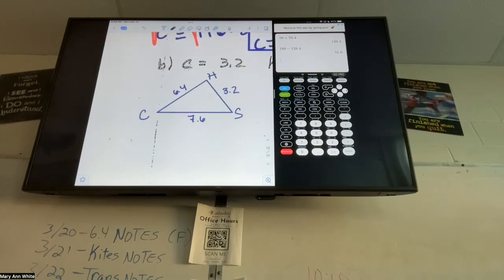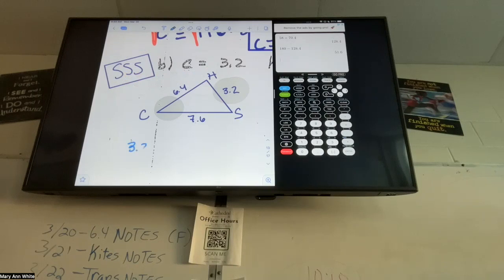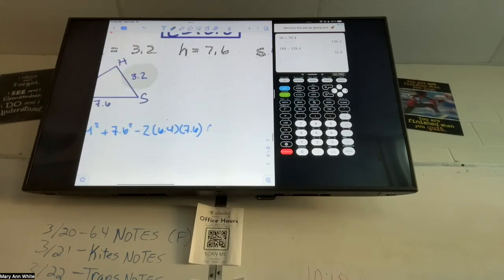Now the difference here is this is still going to be law of cosine, but now it's side, side, side. That means that technically I can pick any angle to find. I can find any angle that I want because I have all the sides. I usually like to do the biggest or the smallest one just so I can keep everything straight. I'm probably going to do the smallest one, so I'm going to do c by itself. So I'm going to do 3.2 squared equals, and then we just plug into the formula, 6.4 squared plus 7.6 squared minus 2 times 6.4 times 7.6 times cosine of C.